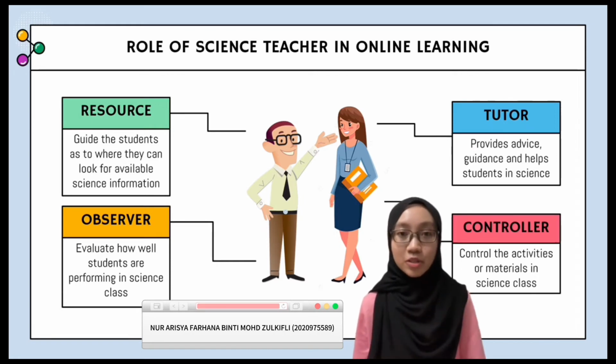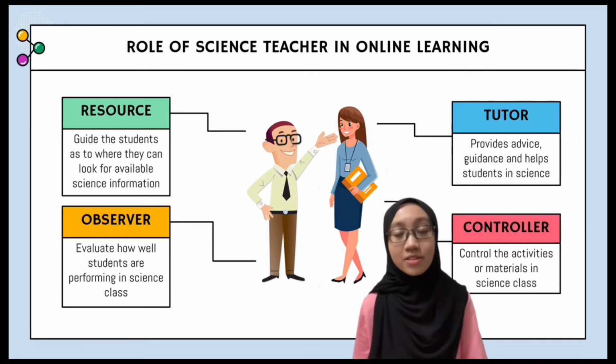When we talk about the role of science teacher, there are so many responsibilities that teachers play in the classroom or school. The first one is teacher acts as a resource person. They will guide the students as to where they can look for available science information. Next, they are also the observer of the students. They will evaluate how well the students are performing in science class.